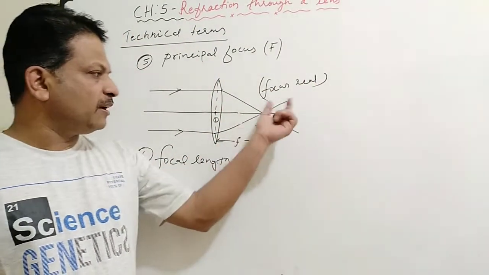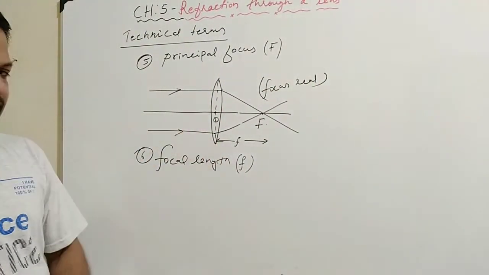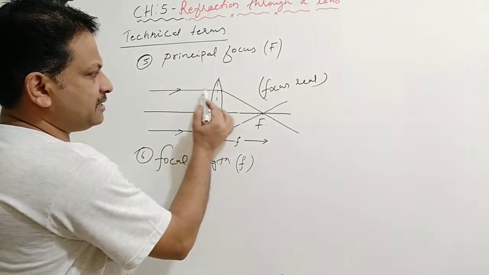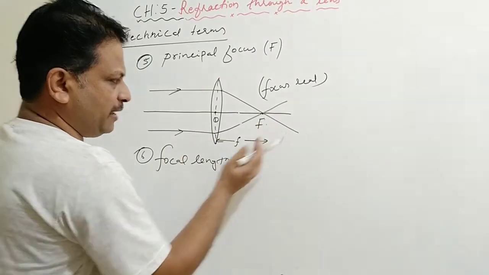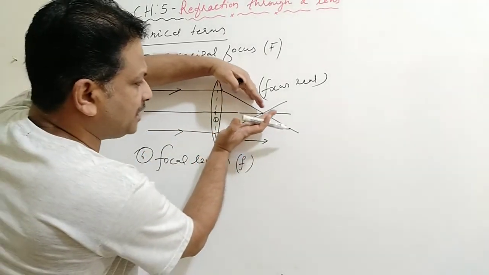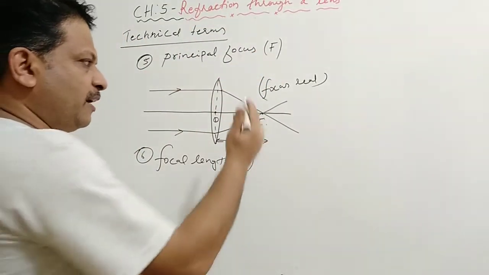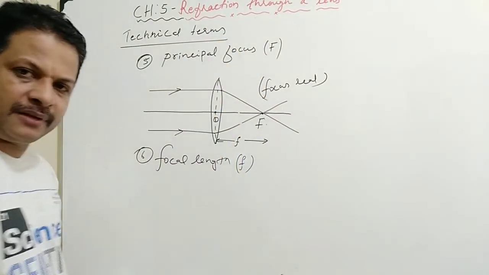Why is the focus real in case of a convex lens? Because rays of light after refraction actually meet at this point. You can see that these rays of light are actually meeting at this point. That's why this focus is real.